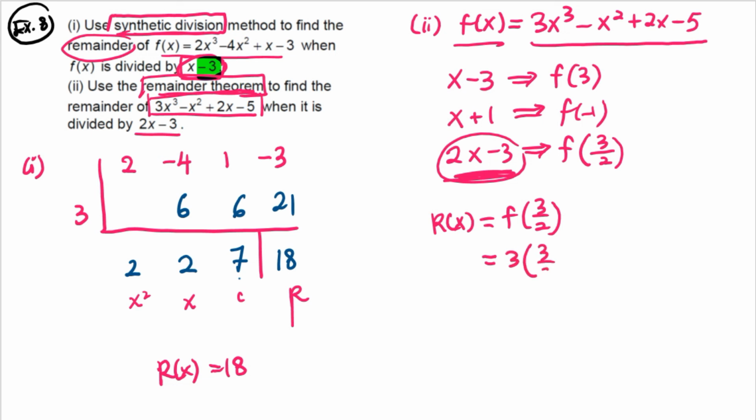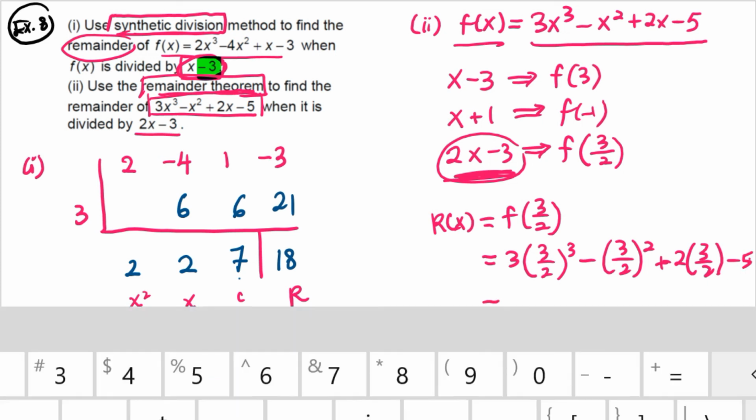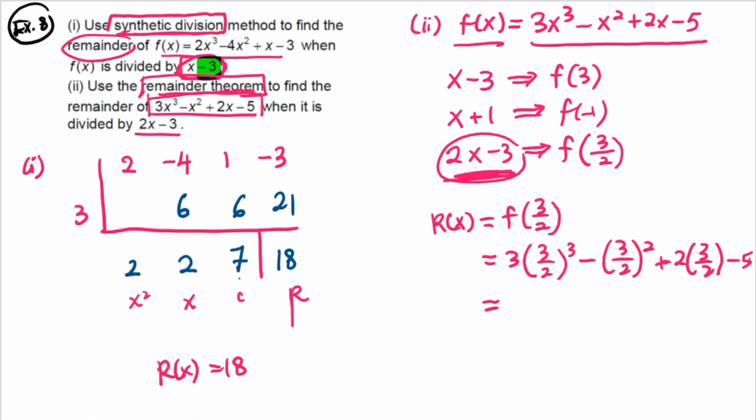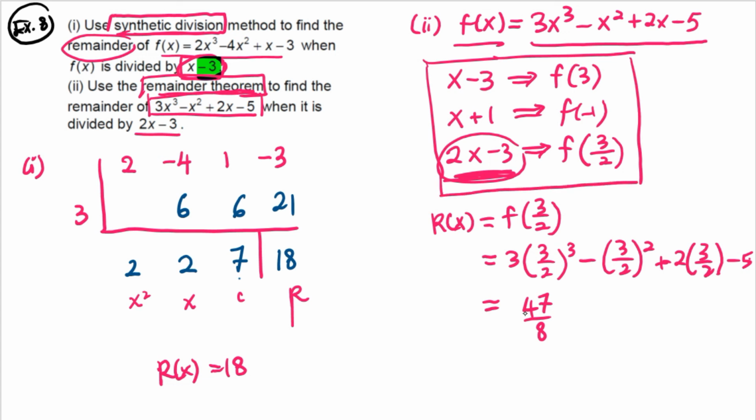So I have something like (3/2) cubed minus (3/2) squared plus 2 times 3/2 minus 5. Therefore, I'll get the answer, which is the remainder, as a fraction, in this case 47 over 8. So that's basically how to use the remainder theorem. This part is a crucial part, where you have to know how to find the remainder when we know the divisor.